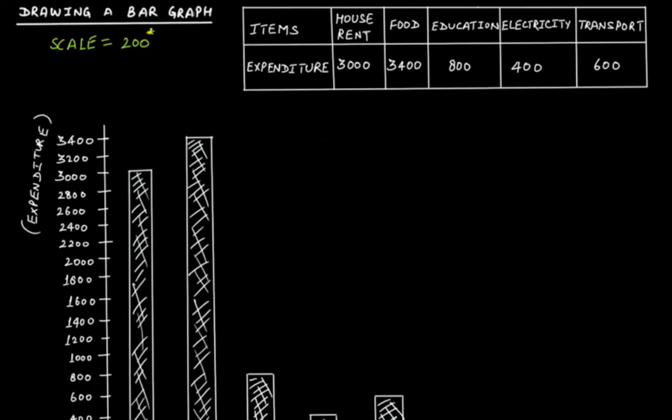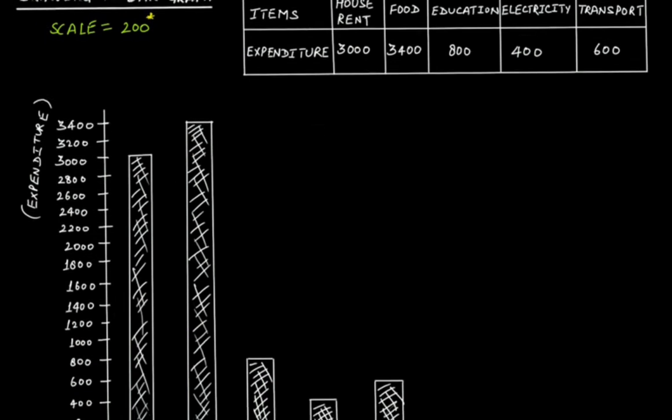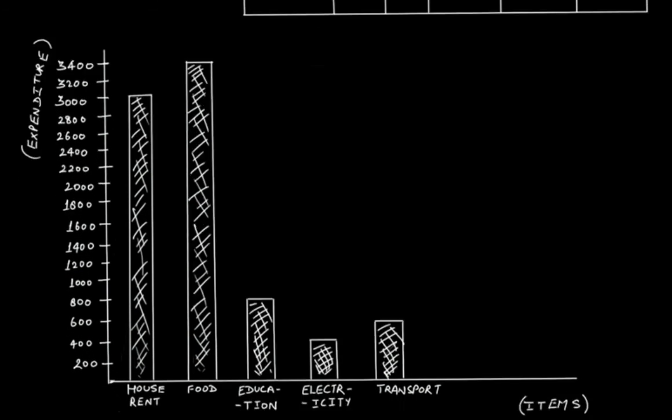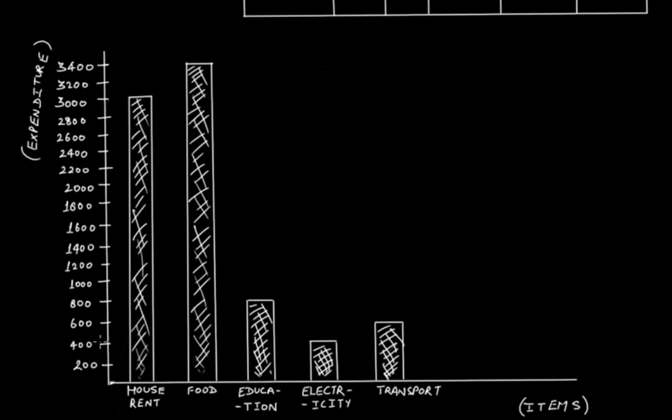And then while drawing, you have to keep in mind that when you are drawing the numbers, the unit length or the scale should be of the same length, right? And your bars should be uniform.